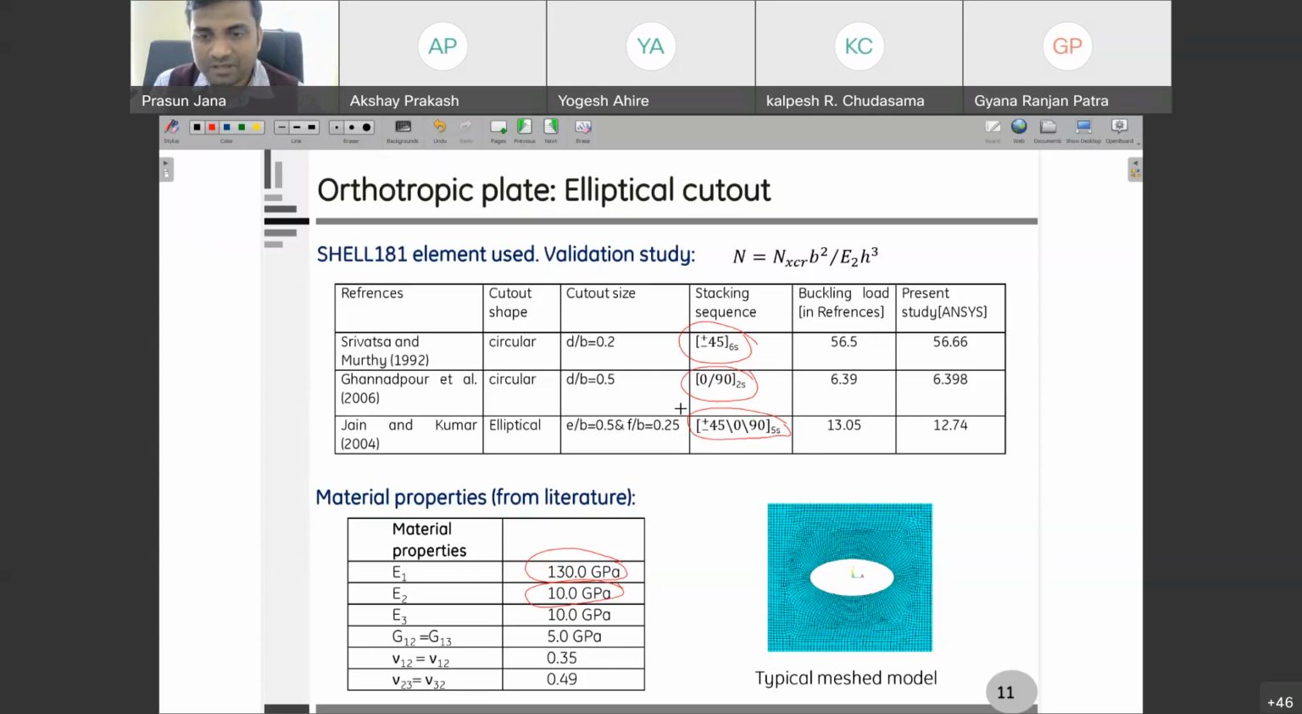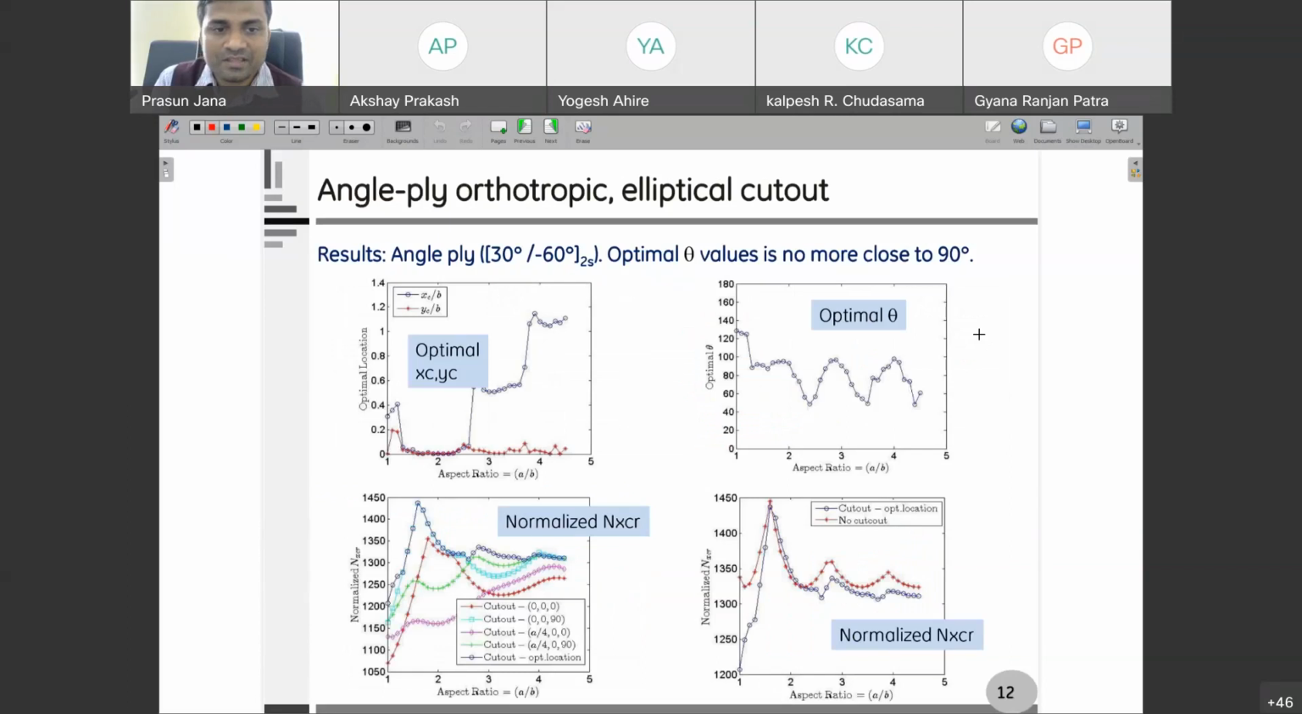So before going to the optimization study, we have validated with the literature values, and these are some validation studies. You can see they are matching well, so we can go ahead with this optimization. And this is where the optimization results we have obtained. So this is your XC, YC, and this is your optimal theta. So again, here we have used an elliptical cutout.